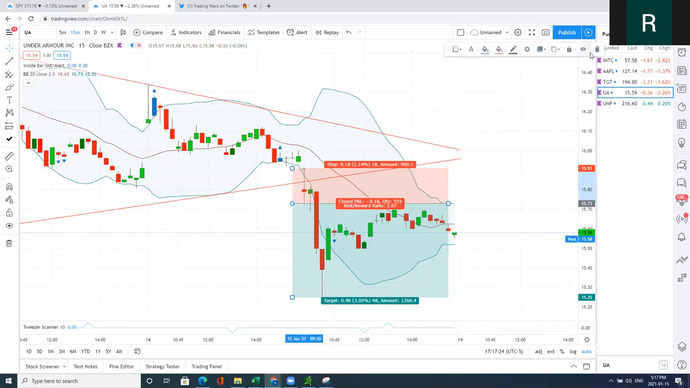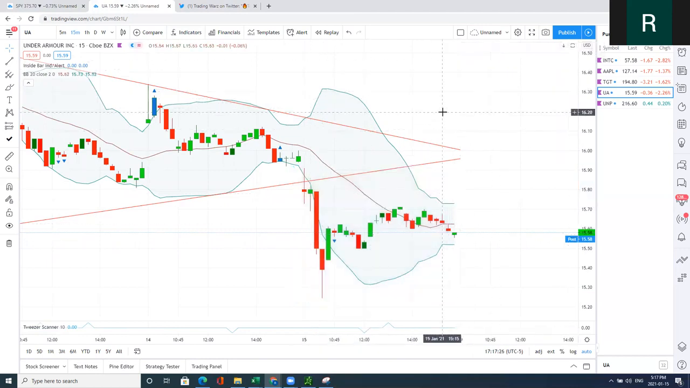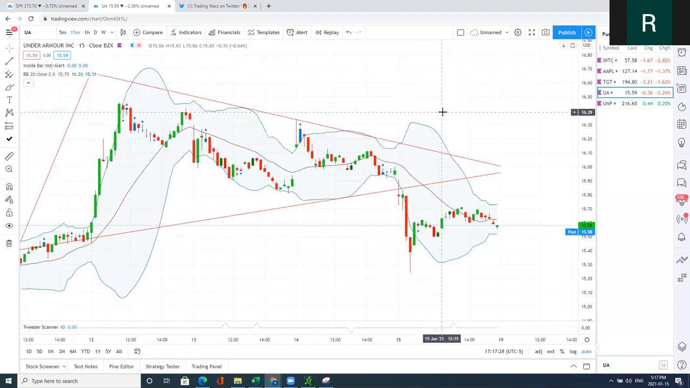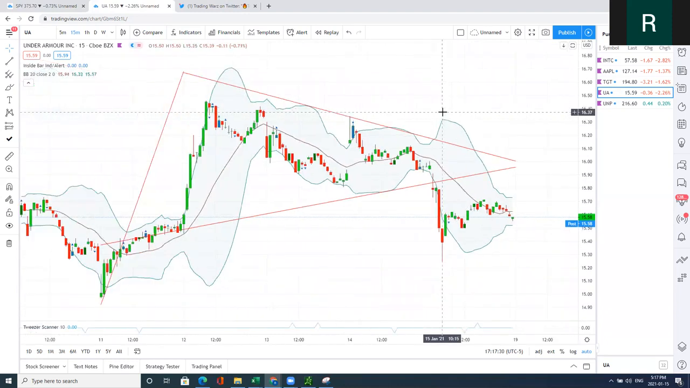Okay, so that's how you can use a scanner to get an edge. And I really enjoy using it because it brings the best opportunities in the market to me.